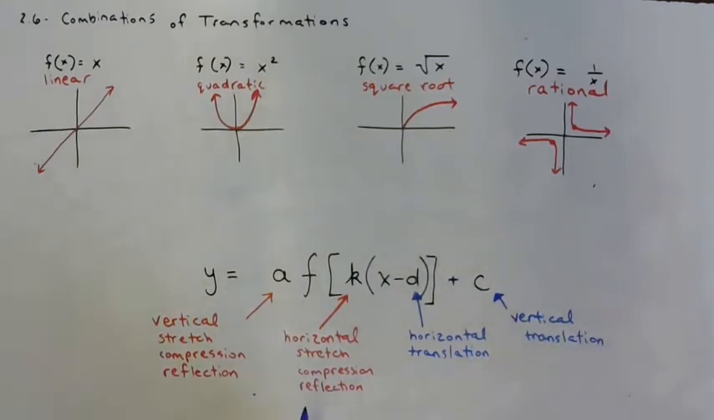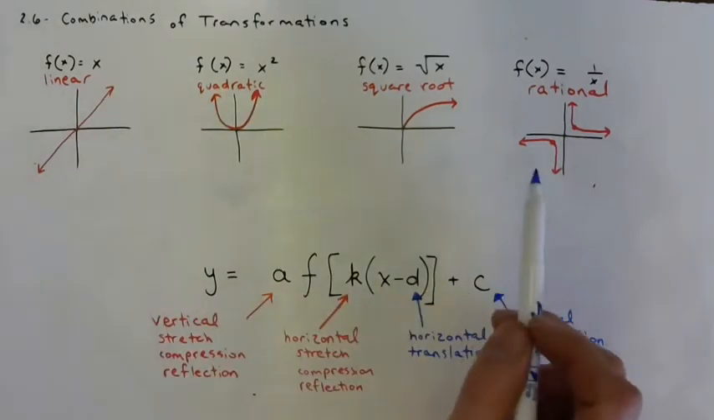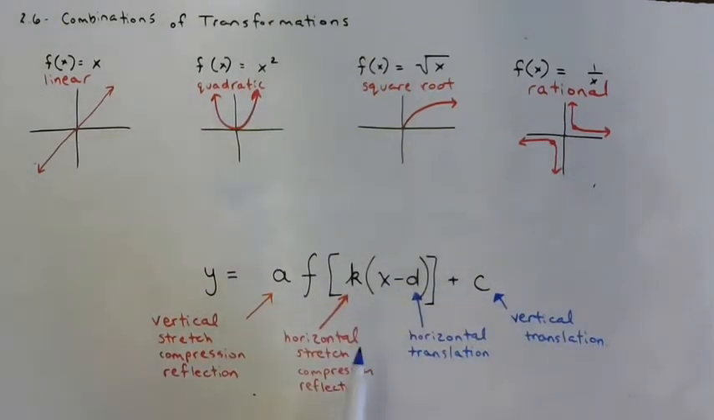All right. So these are the 4 things. There's more than 4 because A and K can do multiple things. But these are the 4 parameters that will transform a given function. Now, sometimes you only have a few of these involved. Sometimes you only have 1 of these involved. Sometimes you have all 4 of them involved.